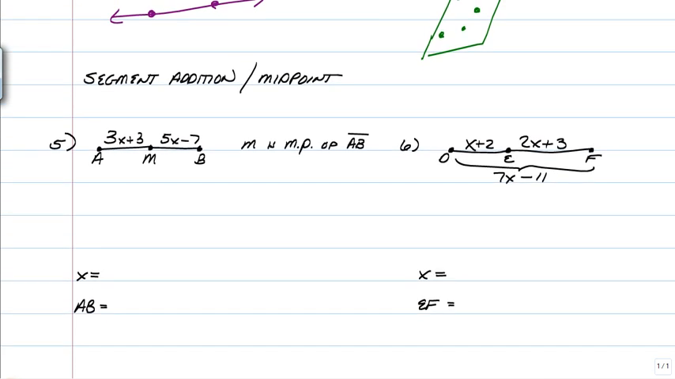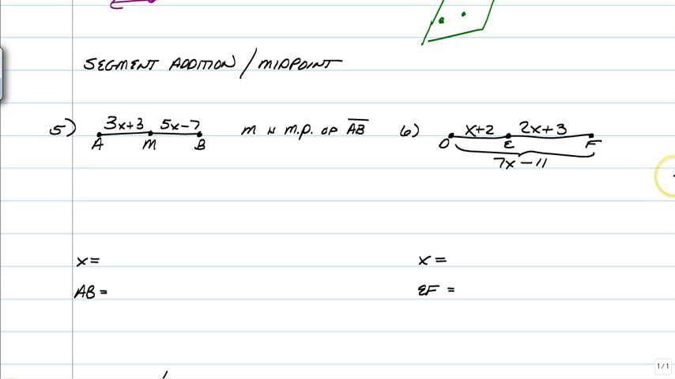The next 2 problems are algebra problems dealing with either segment addition or midpoint. Now remember, you need congruent tick marks or something telling you that you have a midpoint. Otherwise, you're going with segment addition. So in number 5, it says M is the midpoint of AB. So it is okay to say that the little piece is equal to the little piece. So you have 3x plus 3 is equal to 5x minus 7. That'll leave you with 2x is equal to 10. So x is equal to 5, but you are not done.